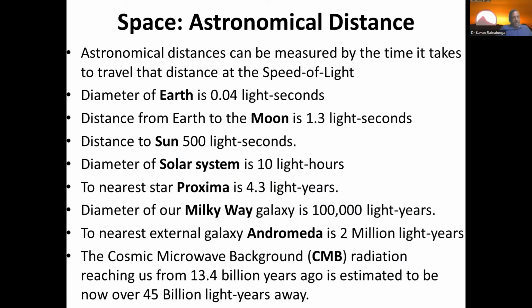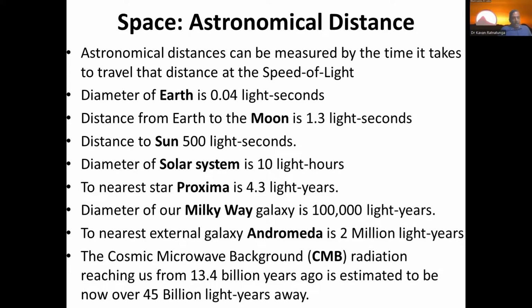One is distance. We can talk about astronomical distances by the time it takes to travel the distance at the speed of light. So the diameter of the Earth would be only 0.04 light seconds. The Moon would be 1.3 light seconds. The Sun would be 500 light seconds. The solar system is 10 light hours across. Proxima Centauri, the closest star, is 4.3 light years.